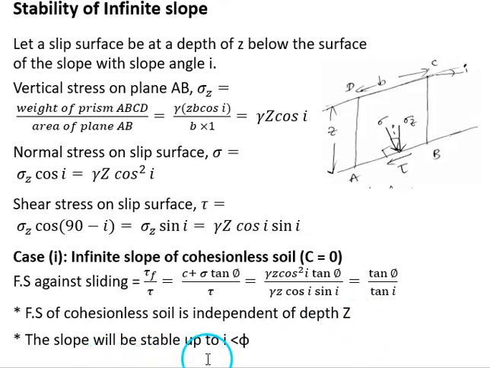And the slope will be stable up to i less than phi. When the i value is less than phi, only then will this factor of safety be greater than 1. So it is stable up to i less than phi.